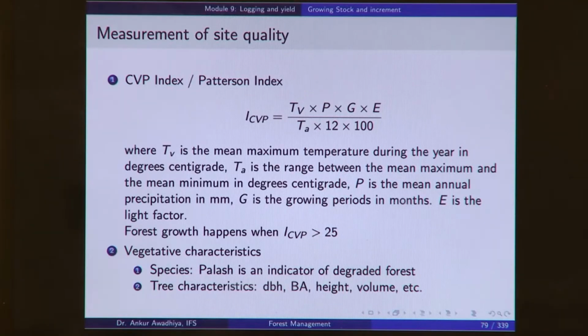So you actually look at what plants are growing in that area. You can look at the species, such as if you see that palash is there in an area, then palash is an indicator of a degraded forest, or it tells you that the site quality is not that high. And you can also look at tree characteristics, that is you can look at the size of the trees that are actually growing there. If they have a large DBH, good basal area, good height, good volume, then it will tell us that the site quality is good.